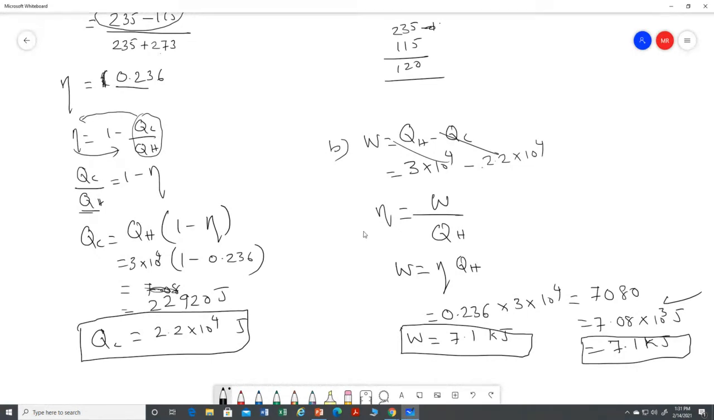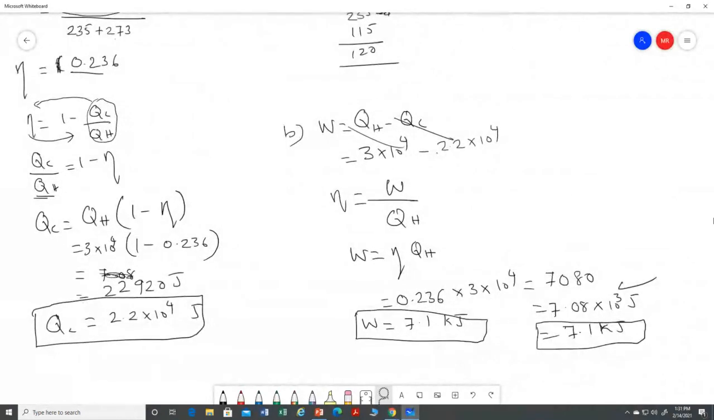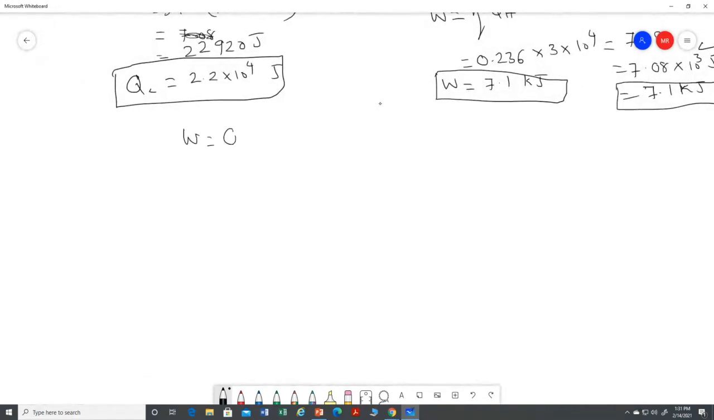Teacher, why don't we use the previous equation? Let's check. I think you can use this, because work done is equal to QH minus QC. What is your QH? 3 multiplied by 10 to the power of 4, minus 22,000.